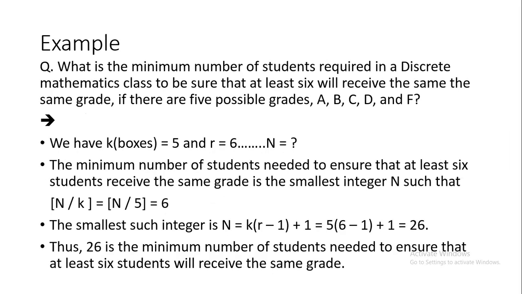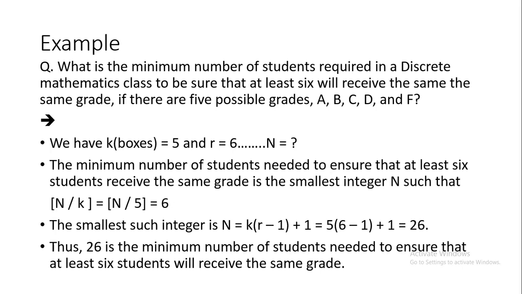Next, see another example. What is the minimum number of students required in a discrete mathematics class to be sure that at least 6 will receive the same grade, if the 5 possible grades are A, B, C, D and F? So the question is, we have to find the minimum number of students. The at least count is given as 6 and the possible grades are 5, that is A, B, C, D, F. See here the solution.